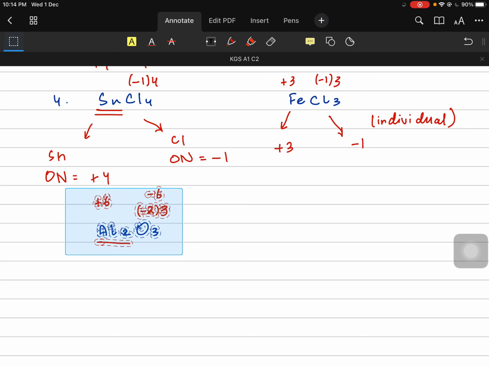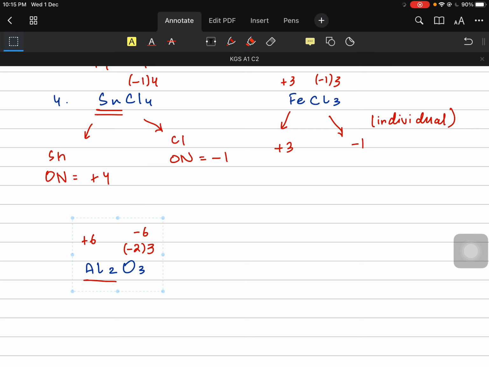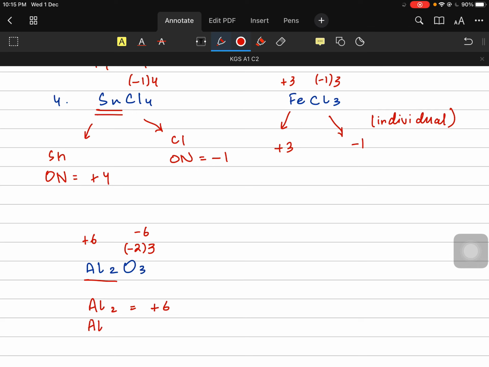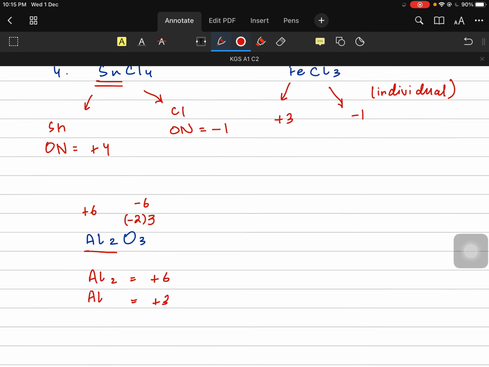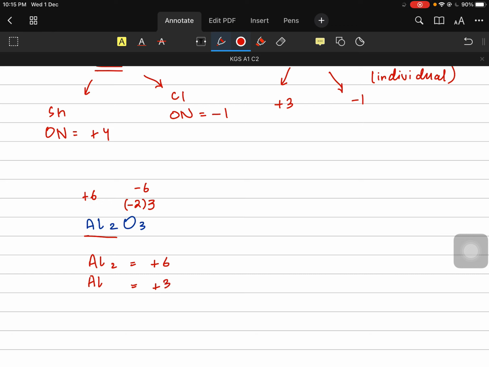But the problem is there are 2 aluminiums. So each individual aluminium has to be +3 because Al2 becomes +6. Al2 is equal to +6. Individual Al has to be a +3. So aluminium gets an oxidation number of +3, or perhaps it has lost 3 electrons.